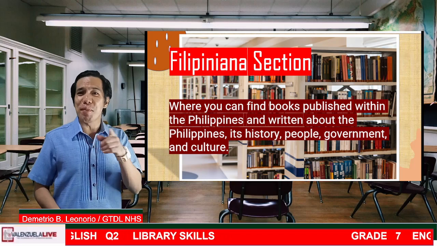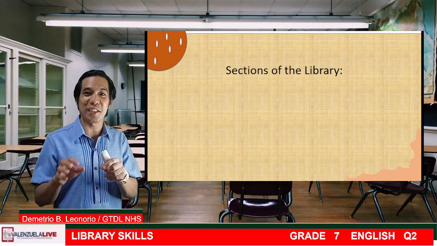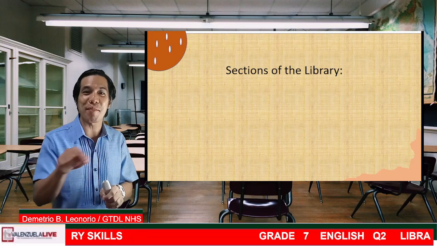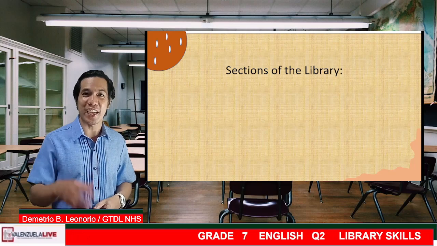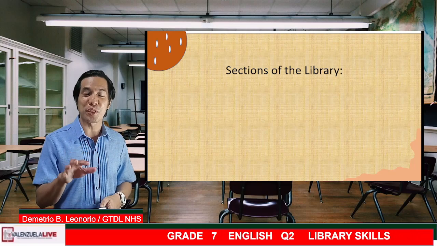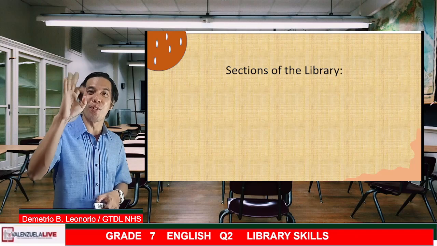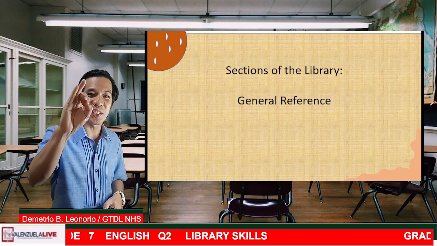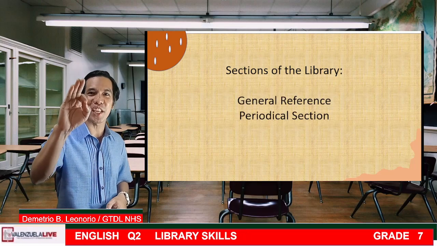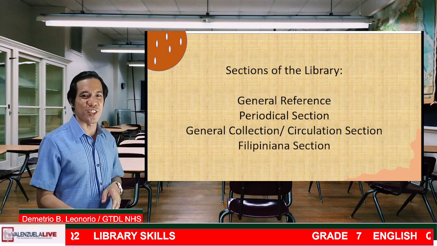Can you name again the different sections of the library that we've just mentioned? You can type your answers in the comment section. Okay, I'll wait for you to type your answers. Alright, so again, those four sections are the general reference, periodical section, general collection or circulation section, and Filipiniana section.